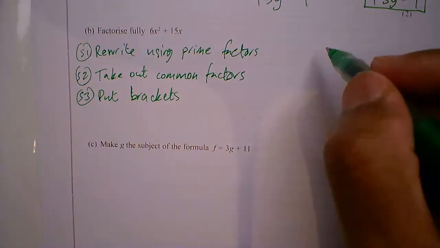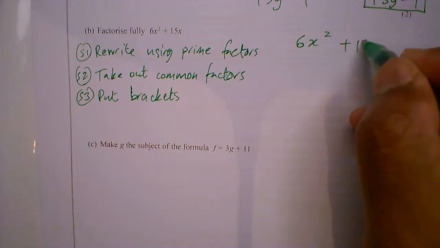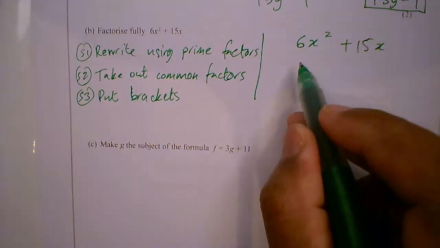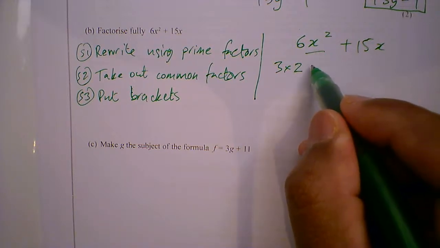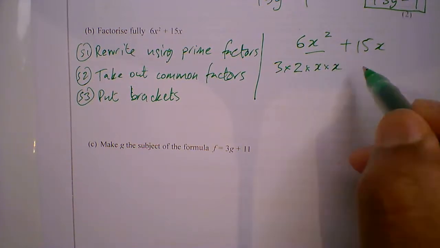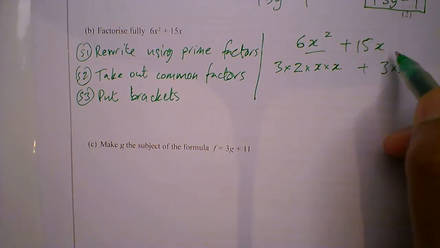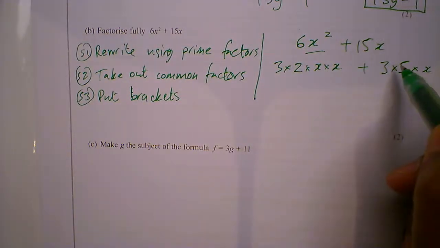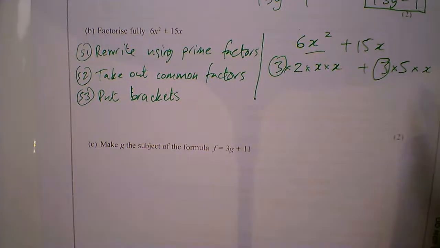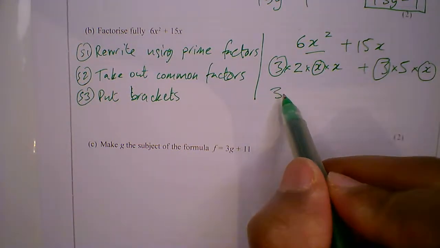So let me rewrite this, 6x squared plus 15x. So 6 is 3 times 2. x squared is x times x. Plus 15 is 3 times 5, and then times x. So you can see I've got 3 here and 3 there. I've got x here and an x there, so I can take them out. 3x.